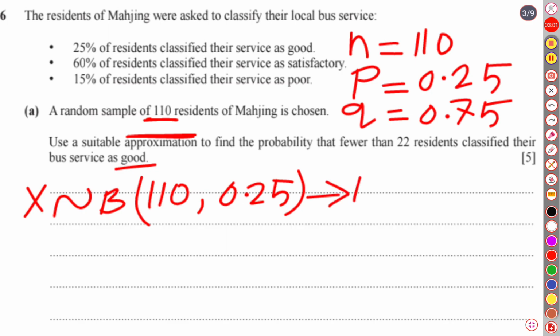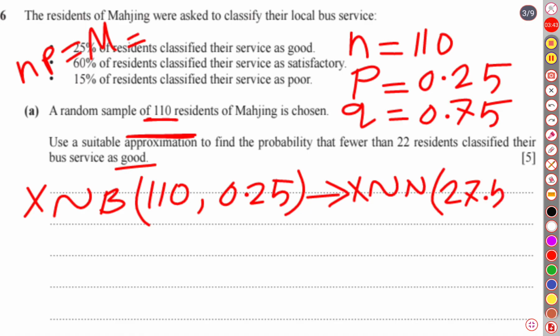So X belongs to normal distribution, and the parameters for normal distribution are mean as well as variance. What is the mean? Mean is np. np is the mean, the parameter for the normal distribution. So let us multiply 110 by 0.25, and it is going to be 27.5.